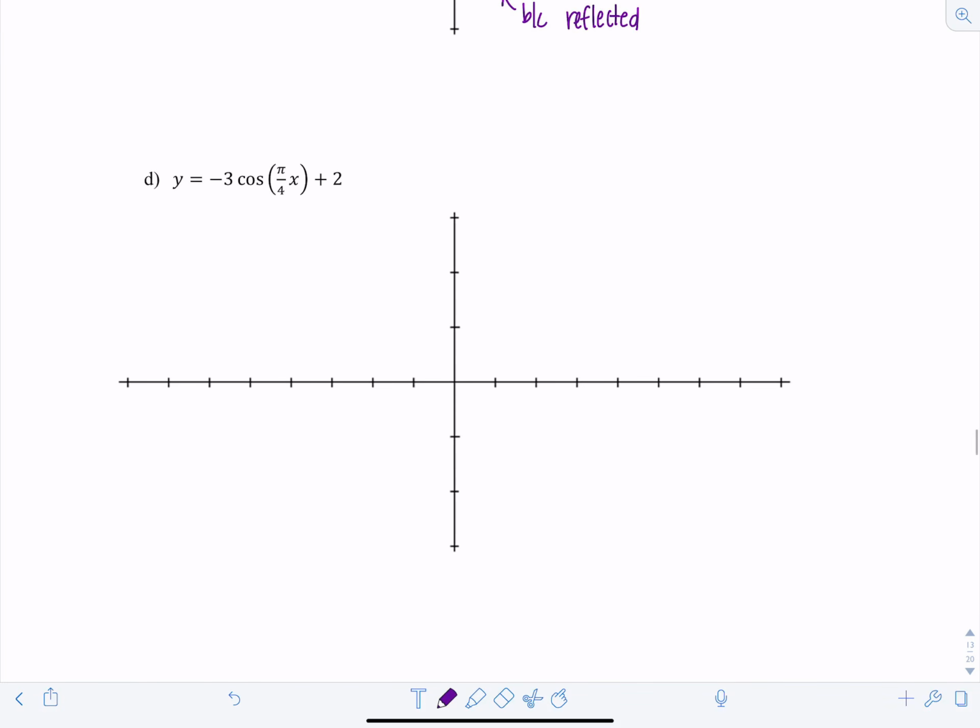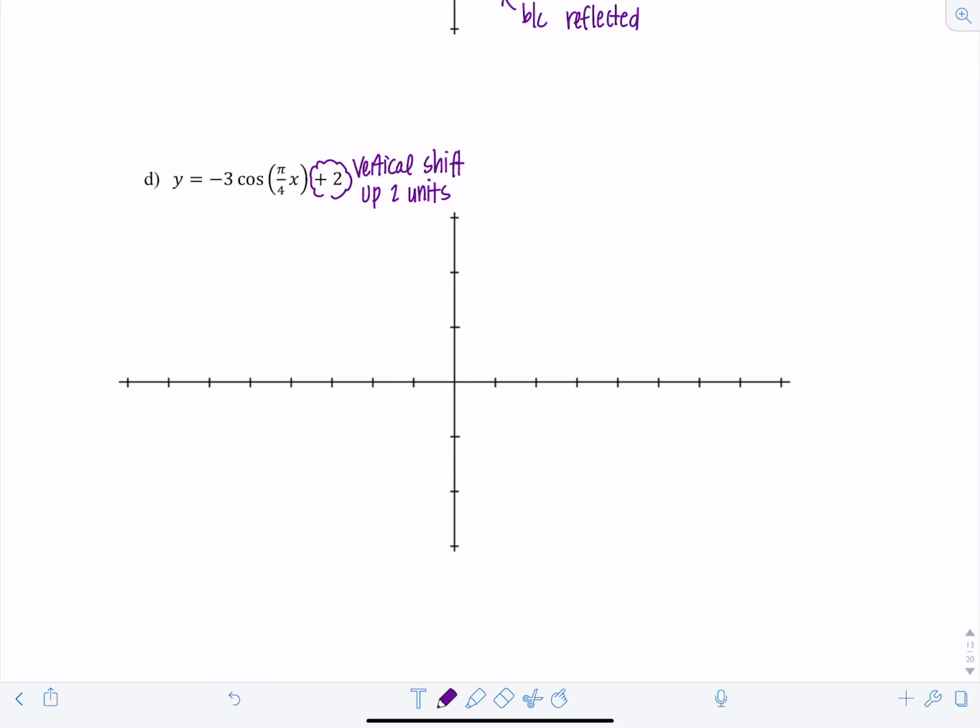This has a little more going on. This +2. Let's think about our transformations back from chapter 3. When we had addition or subtraction with some constant on the outside like that, that was a vertical shift, right? So that's exactly what that's going to do here. That means we have a vertical shift up 2 units.